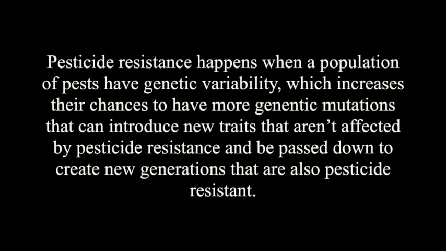Pesticide resistance happens when a population of pests have genetic variability, which increases their chances to have more genetic mutations that can introduce new traits that aren't affected by the pesticide and be passed down to create new generations that are also pesticide resistant.